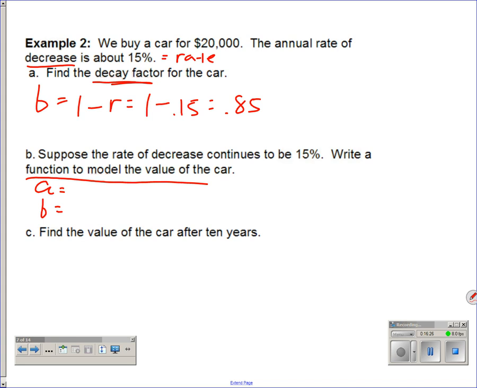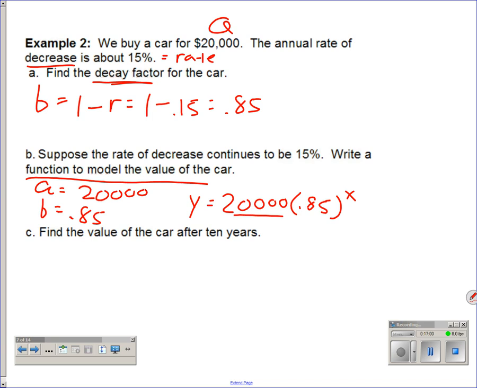All right, we know B, we just found that, it's 0.85. What's our A value? $20,000 is what we started with. If we have those two numbers, we have our formula, right? So that is in terms of y and x. So y equals $20,000 times 0.85 to the x. What that's saying is that you're starting off with 20,000, and you're doing 0.85 of that every year, however many years it is.